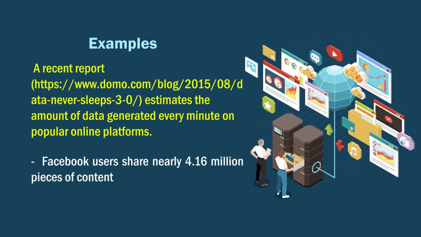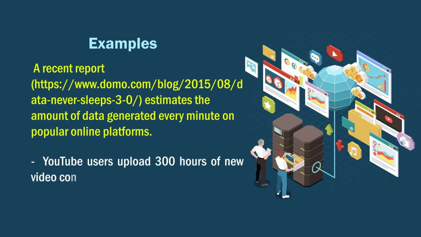There are other sources where the data is being generated. Facebook users shared nearly 4.16 million pieces of content. Instagram users like nearly 1.73 million photos every single day. YouTube users upload around 300 hours of new video content every single day. Like that, there are many different data sources responsible for how the data is being generated. So big data is actually responsible for how this data is going to be stored and finally processed.